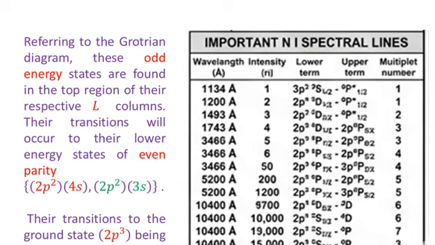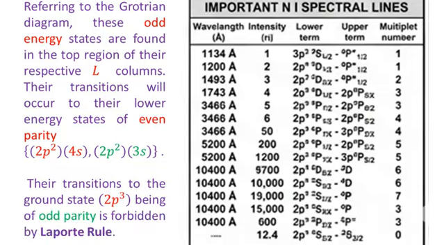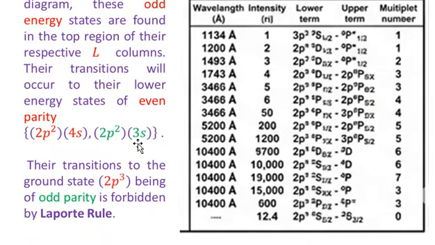However, the transition from the first excited state, which is 2p2 and 3s, which is the even parity term, to the ground state will take place. So the transition to the ground state, which is 2p3, being an odd parity, is forbidden by the Laporte rule from the odd to the odd. But from the even to the 2p3, which has the odd parity term, is allowed by the Laporte rule.